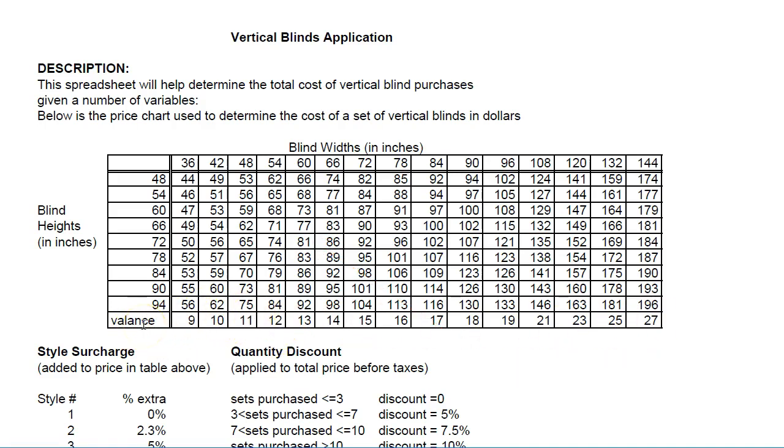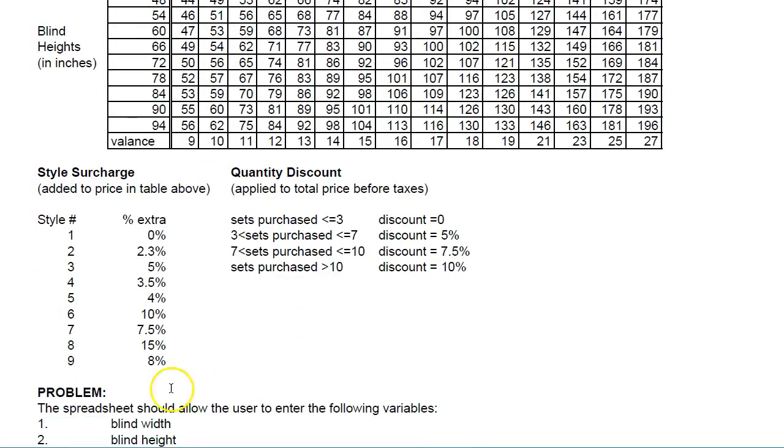Okay, this part here, I included it with the table, but it could be a separate piece. The valance is the little piece along the top that you attach the blinds to. And depending on the width, let's say it's a 42 width, it's going to cost you $10 per valance. Okay, let's slide up a little bit.